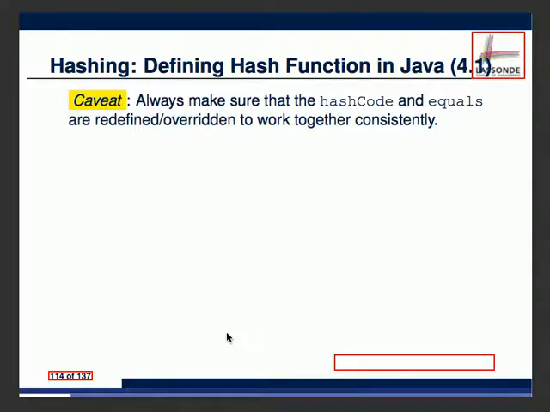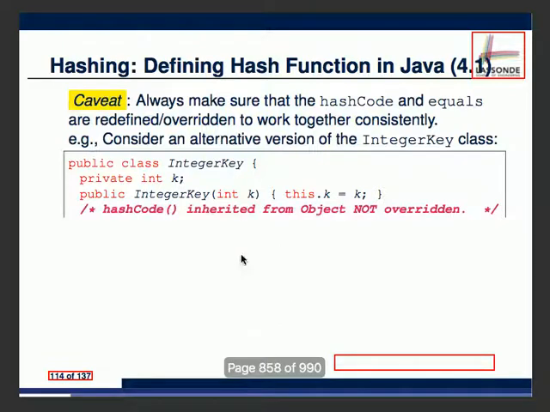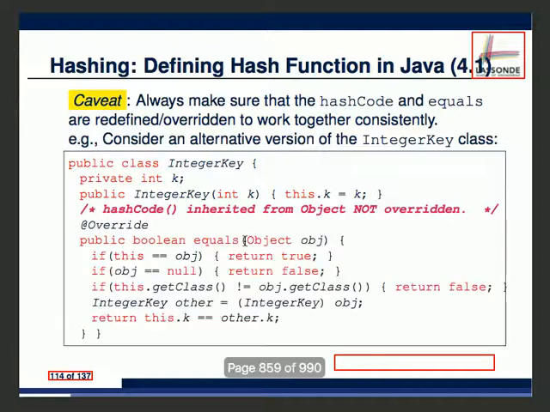Okay. Now let's consider the integer key class again. Let's say we have an integer attribute there, and now let's say we do not try to override the hashCode method. What does that mean? That means it's going to use the default version that's inherited from the object class, and we'll see how bad it could be. However, even though we are not trying to override the hashCode function, we try to override the equals method properly.